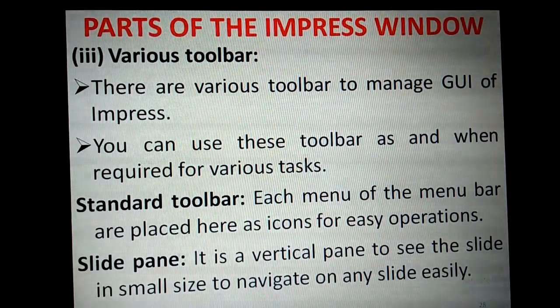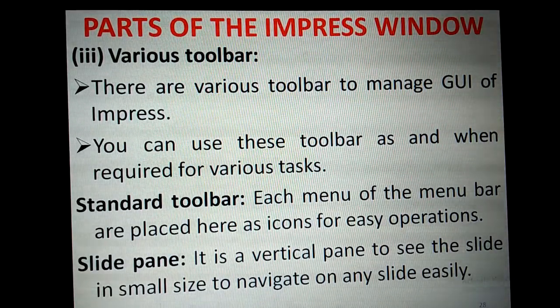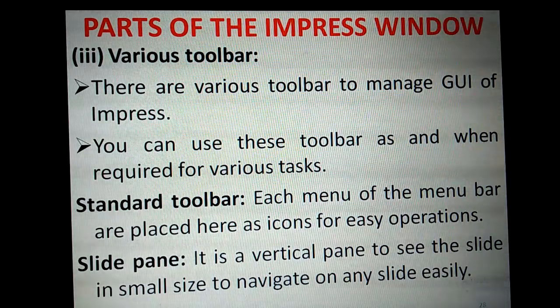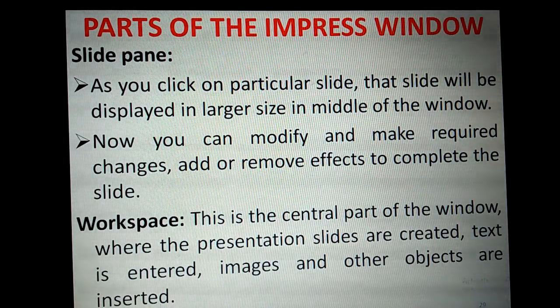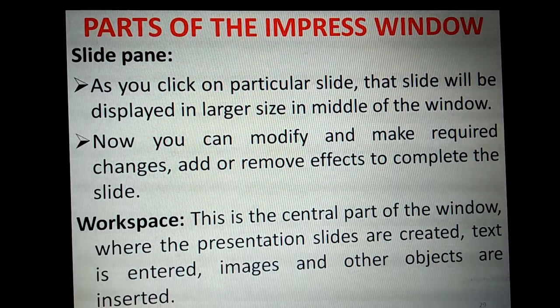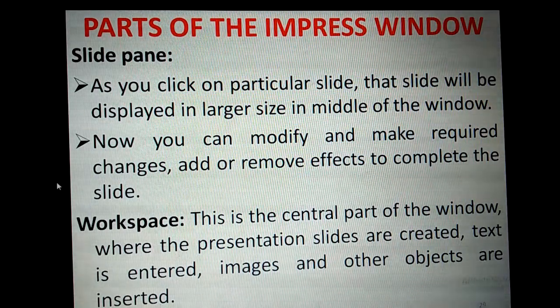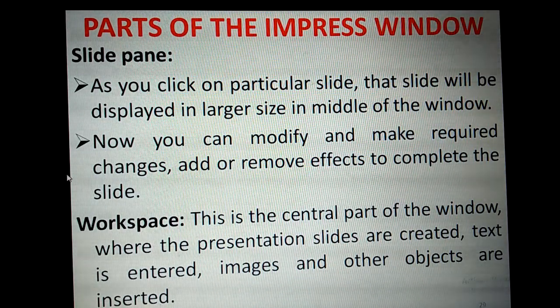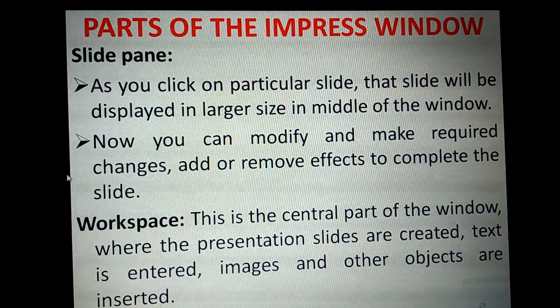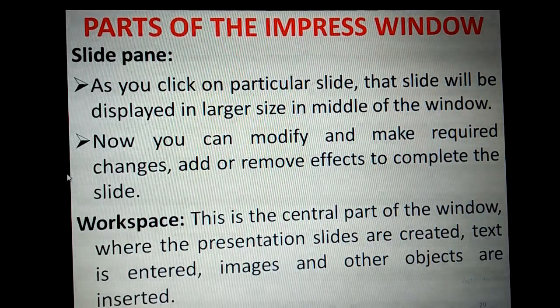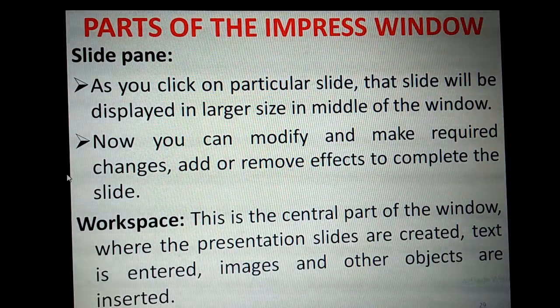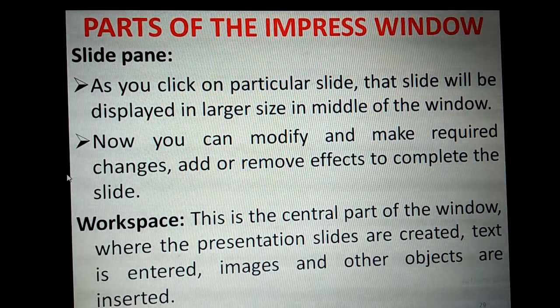Then slide pane, it is a vertical pane to see the slides in a small size to navigate to any slide easily, that is located at the left side. As you click on any particular slide, the slide will be displayed in a larger size in the middle of the window. That is, when you are clicking on any slide at the left side, that will be viewed in a larger size in the middle of the window. Now we can modify and make required changes and add or remove effects to complete the slide.